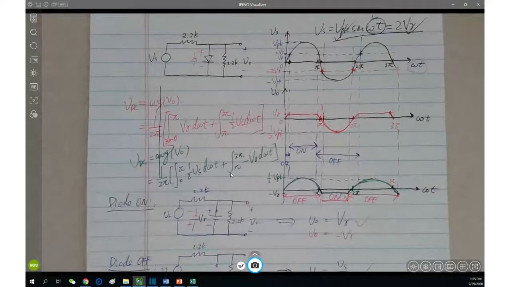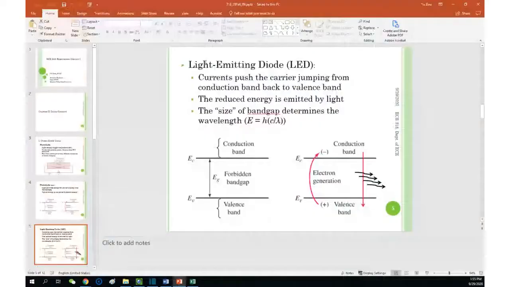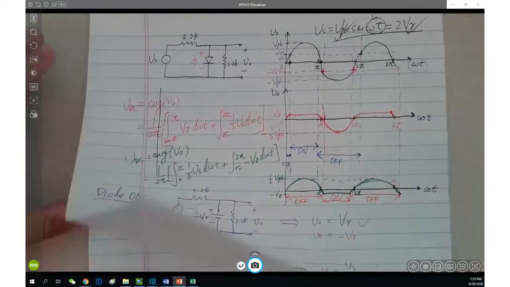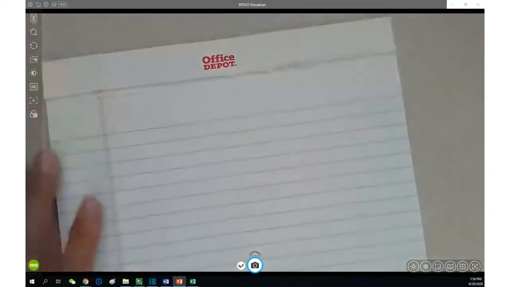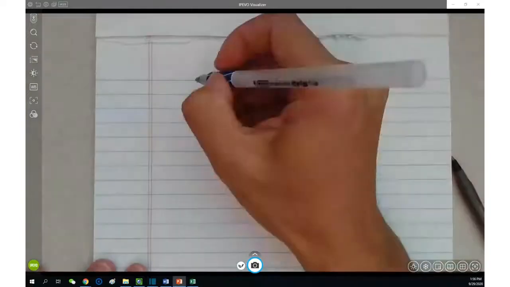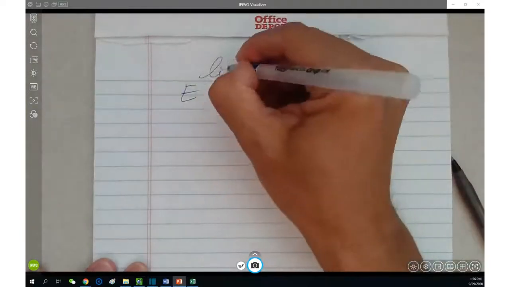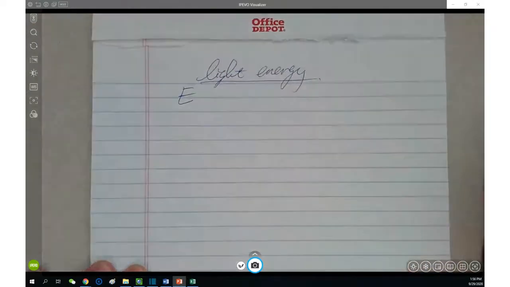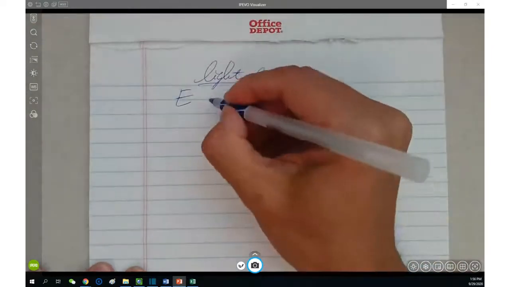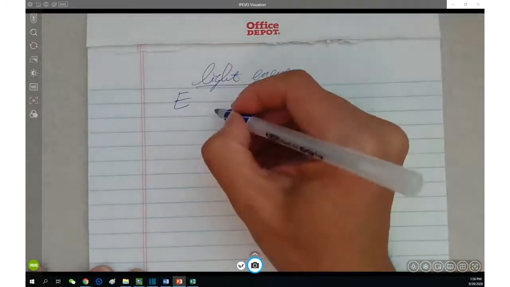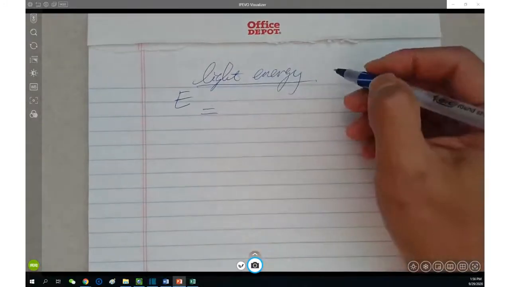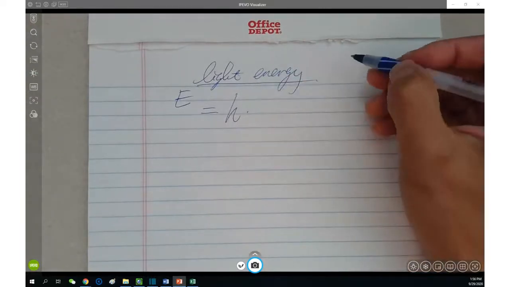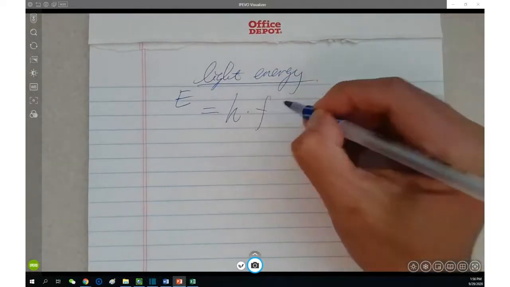All right, so let's go back to our notes here. Just a little bit of notes about this light energy. Light energy, represented by E, equals what? Constant h times f.